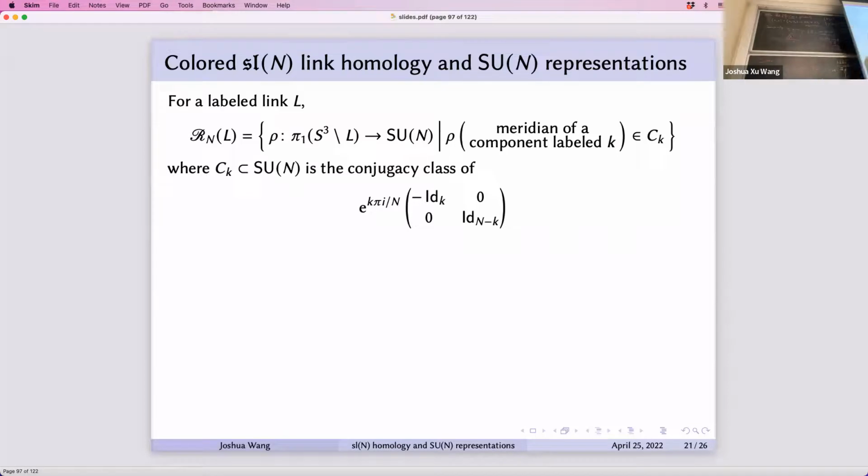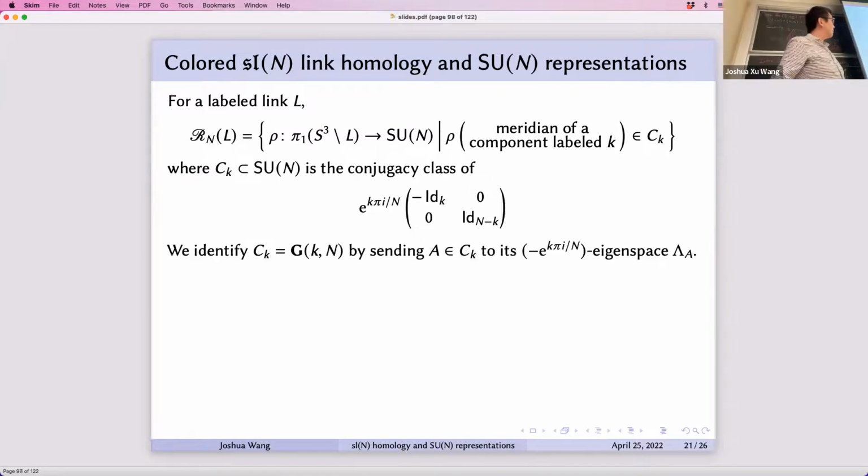And what it is, it's the conjugacy class of, again, a diagonal matrix, but now you have K minus 1s instead of a single minus 1. And the rest are all just 1s. And you multiply by the previous root of unity to the K power. Okay. And just as before, you can understand this conjugacy class quite explicitly.